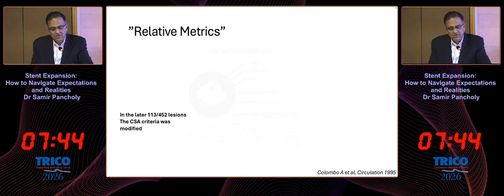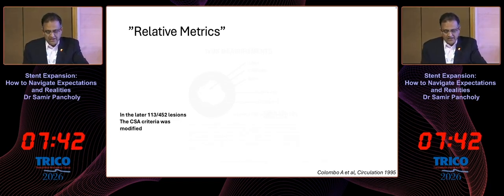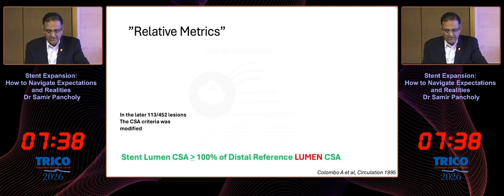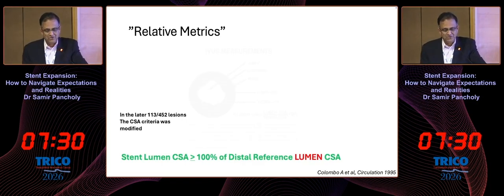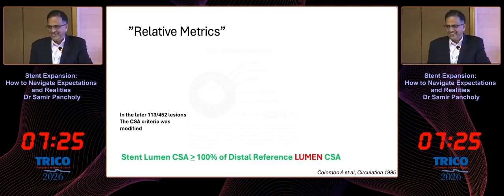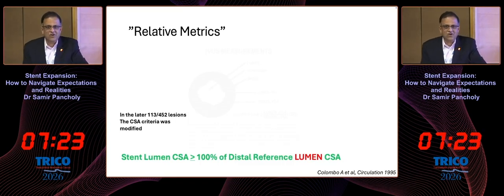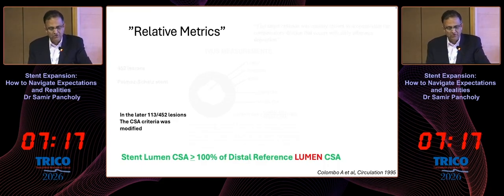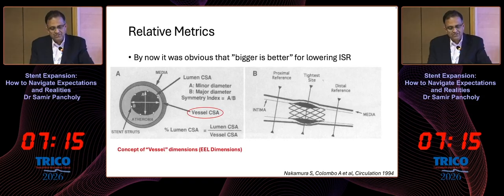Later, in the same cohort, the criteria were modified, and again, the confusion began. The group noticed that if you were more aggressive with your enlargement of the stent lumen, you got better outcomes, and so they upped their percentage from 60% to 100% of the distal reference lumen area now. So you can see how confusing and convoluted this keeps getting. And so no wonder a new practitioner will get extremely confused when they start working on this.